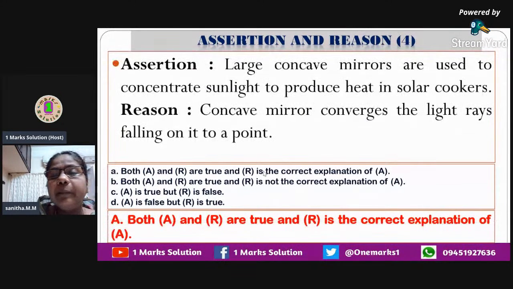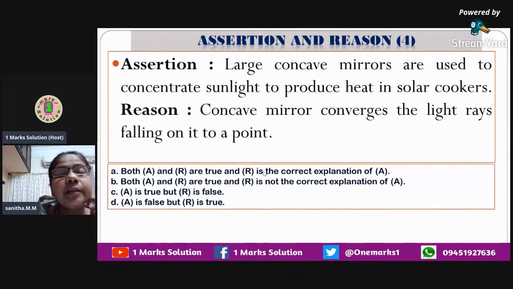Large concave mirrors are used to concentrate sunlight to produce heat in solar cookers. Why? What is a concave mirror? It is a converging mirror. When light is incident on the concave mirror, what will happen after reflection? It will converge to a point. Sunlight has so much light coming in, so if it is converging to a point, so much heat will be produced. That is why it is used in solar cookers.